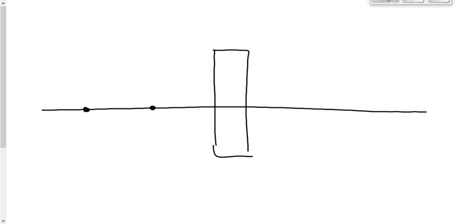We're going to place an object in front of a converging lens, converging mirror, whatever the case may be. We're going to put an object way out here, so our object is beyond twice the focal length. If you remember our ray diagrams for lenses that we drew a week or so ago, the image formed here would be smaller. The image would be inverted, and the image would be real.